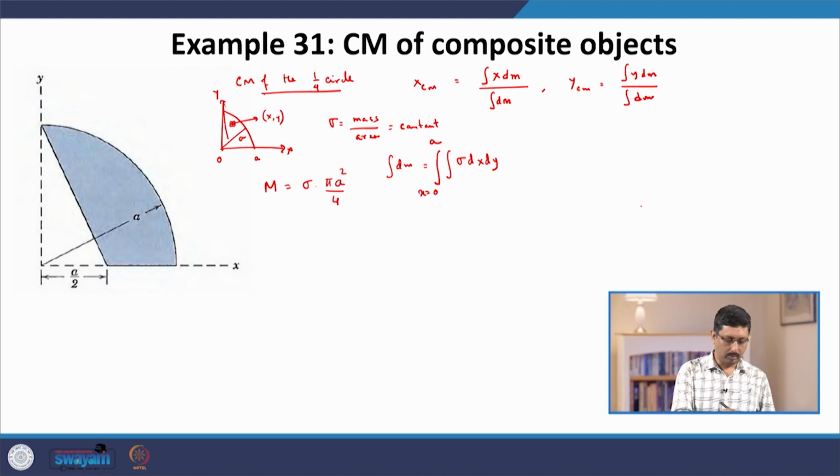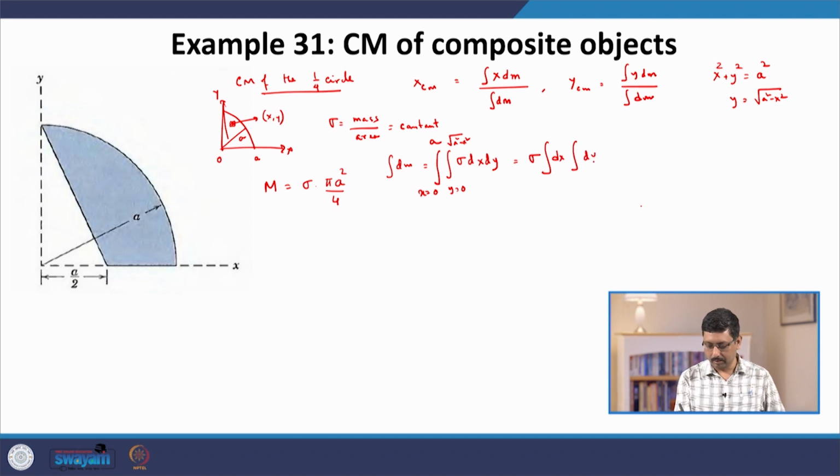Now, y goes from the x axis to the perimeter of the circle. The circle is given by the equation x square plus y square equals a square, so y is equal to the square root of a square minus x square. So, y goes from 0 to the square root of a square minus x square, and since the limit of y depends on x, we have to do the y integration first; we cannot switch the x and y order of the integral. I can take the sigma outside the integral, and x goes from 0 to a, and if I do this integral, I end up with a 1-dimensional integration.